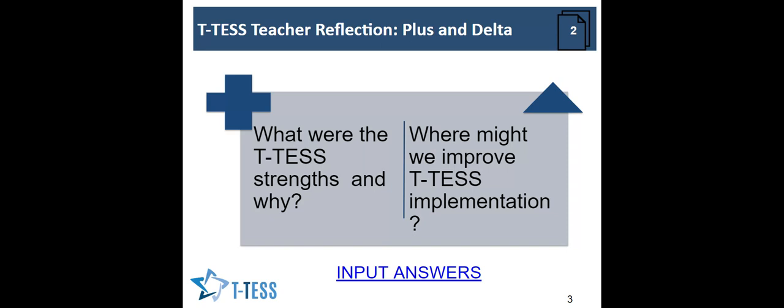So to start off, please consider the strengths of the T-TESS process and the places that may need improvement. The purpose of this activity is to think about ways to celebrate and to strengthen the T-TESS process and its impact on teachers and student performance. Take about 3 minutes to respond to both prompts.